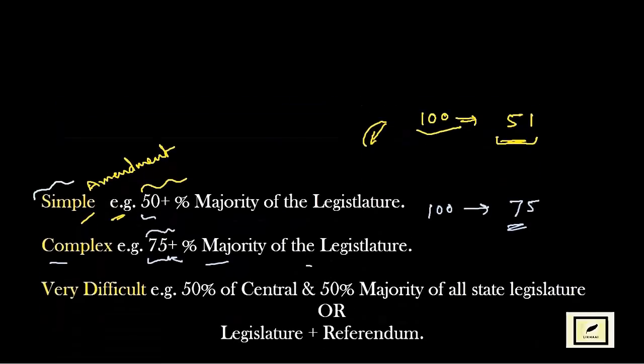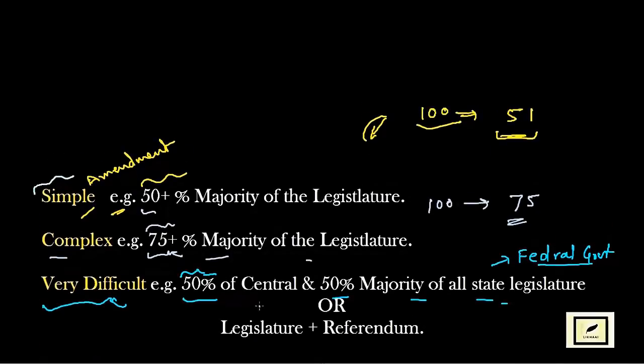Then there is a case of a very difficult kind of an amendment where it becomes imperative to the people of the Congress or the people of the Parliament to think about it, and for that matter they require a lot of majority to change those laws. For example, 50% of central and 50% of the state legislature in cases of federal countries. That is, you have to make these rules by passing the amendment bill in several legislatures, that is, the central legislature and the state legislature.